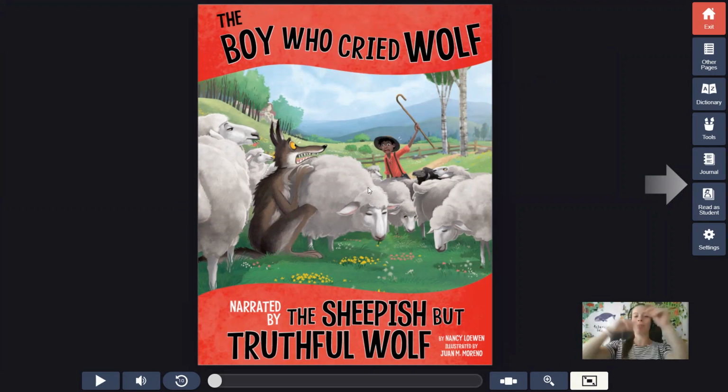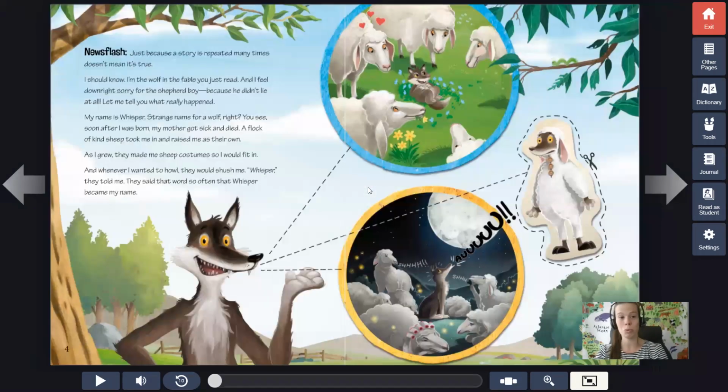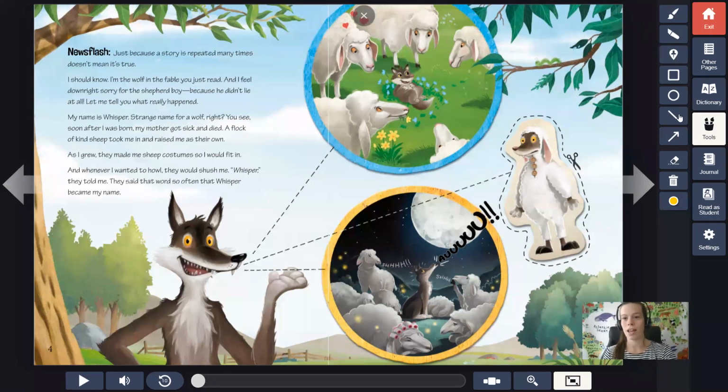Okay, ready? The Boy Who Cried Wolf, narrated by the sheepish but truthful wolf, by Nancy Lowen, illustrated by Juan M. Moreno. Oh, cool. Newsflash! Just because a story is repeated many times doesn't mean it's true. I should know. I'm the wolf in the fable you just read, and I feel downright sorry for the shepherd boy. I have a character, the shepherd boy, because he didn't lie at all. Let me tell you what really happened.